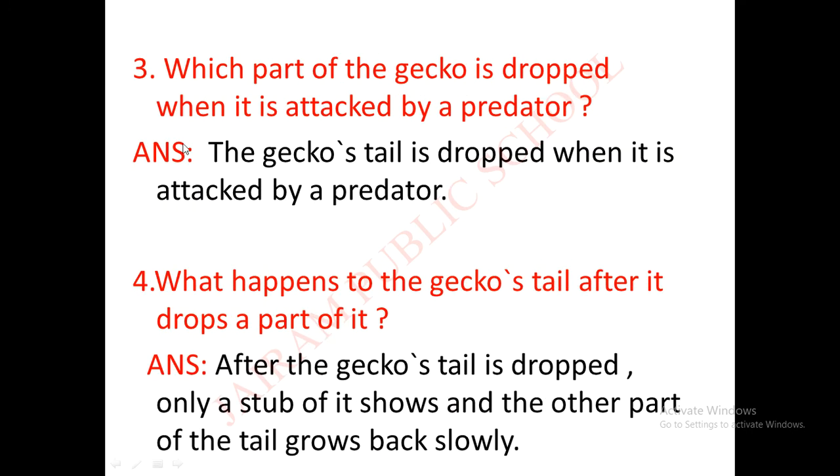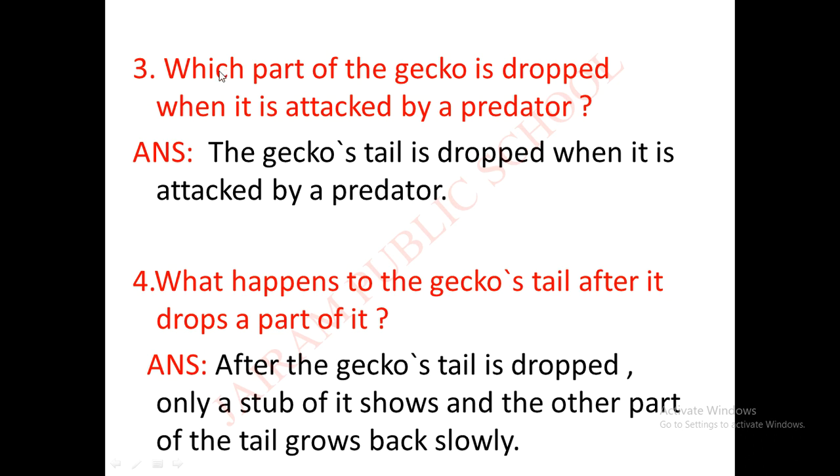Go to the third question. Which part of the gecko is dropped when it is attacked by a predator? Repeat all of you. What is the right answer for this question? The gecko's tail is dropped when it is attacked by a predator.